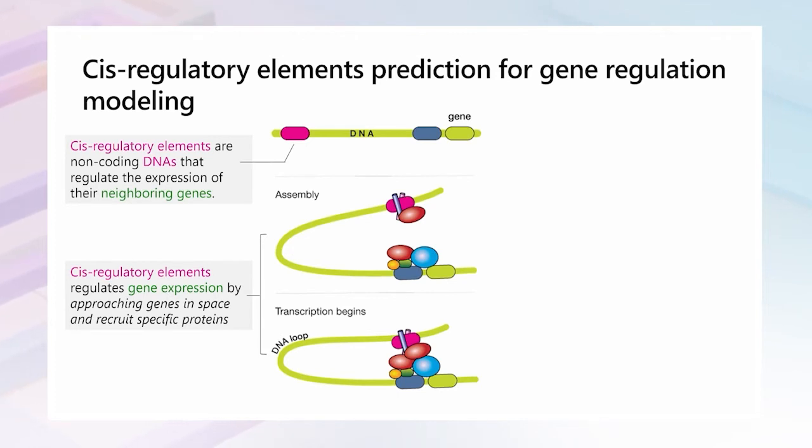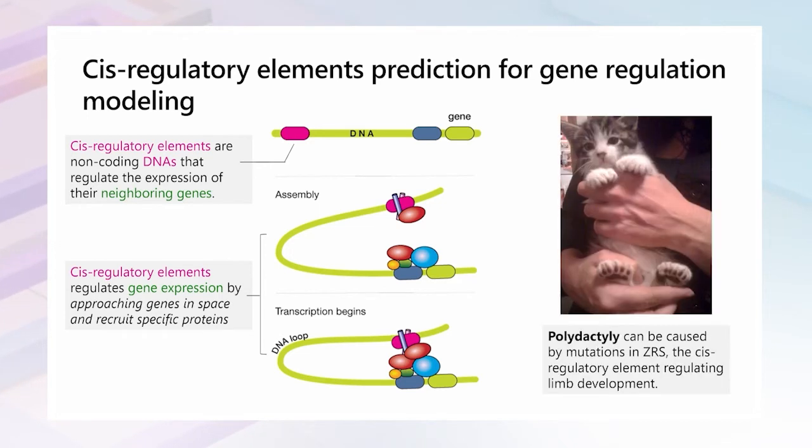Cis-regulatory elements are non-coding DNAs that regulate the expression of their neighboring genes. Cis-regulation is a vital mechanism of gene regulation, especially during early development. For example, it has been long known that a point mutation in a cis-regulatory element named ZRS leads to polydactyly, a kind of limb malformation in humans and other creatures. Also, not surprisingly, the activity of cis-regulatory elements vary by context, thus allowing different gene regulation in different cell types.